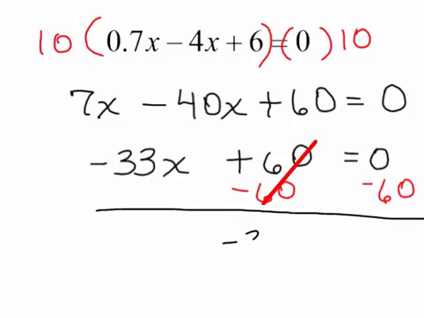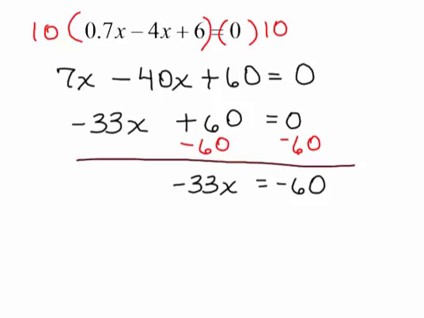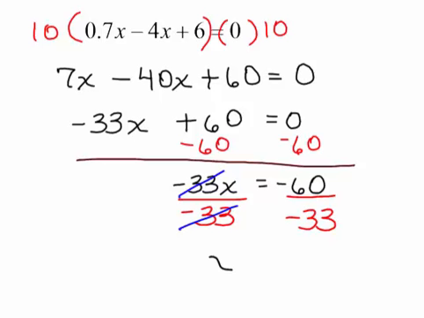I will have negative 33x will equal negative 60. X is now being multiplied by negative 33. What is the opposite of multiplied by negative 33? It is to divide by a negative 33. And of course, negative 33 divided by negative 33 will just be 1 times x, which is just x. On the right side, be careful with those signs. A negative divided by a negative is a positive. And yes, this is 60 over 33.